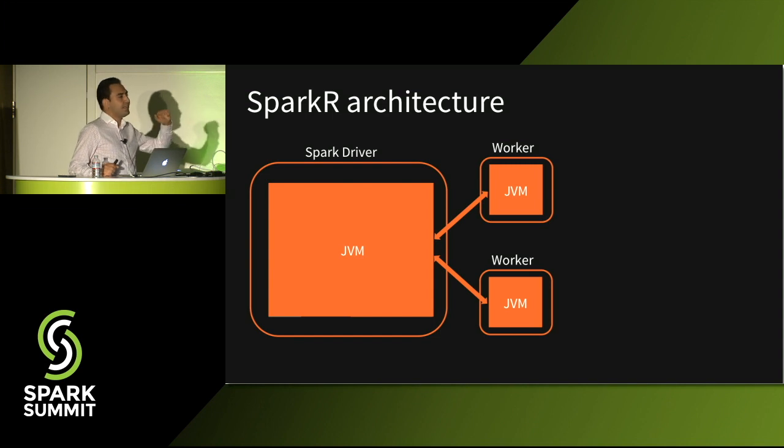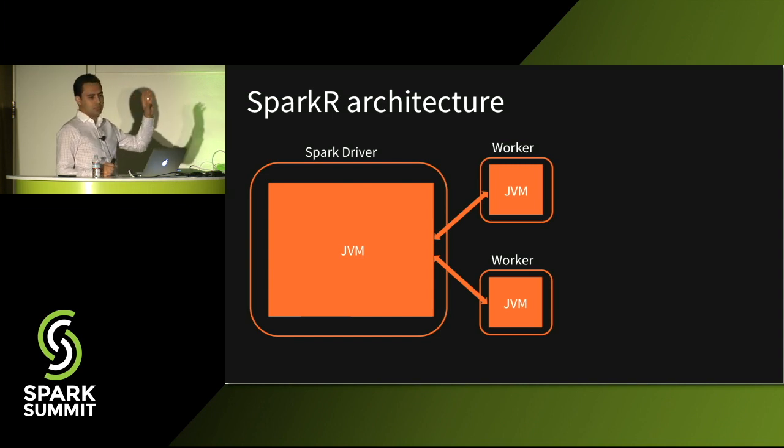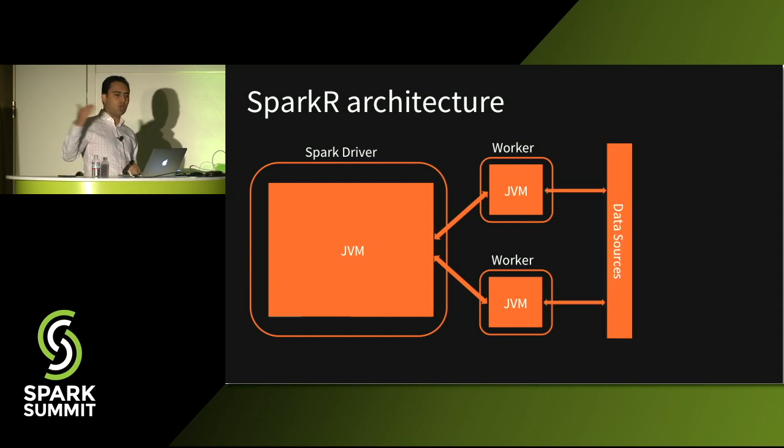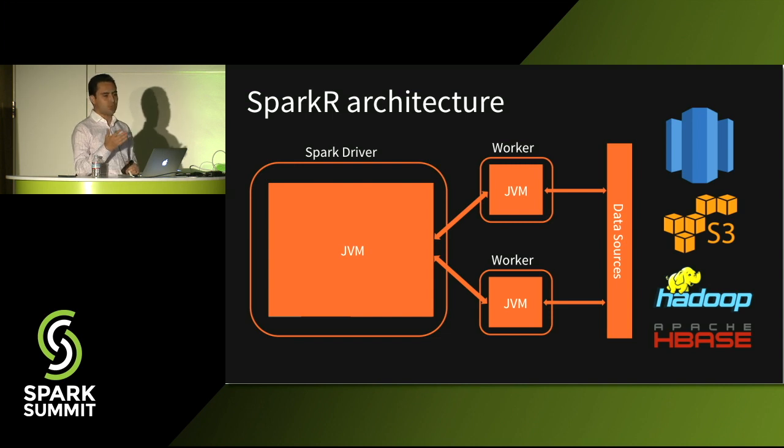From 10,000 feet, when you look at a Spark cluster, this is what you would see: a Spark driver and a number of workers. There's a JVM process running on each of these, and they talk to each other. Basically, the driver, or the master, talks to the workers. The workers are the ones that actually load and manipulate the data, and the driver just tells the workers what to do. So this is one point to keep in mind. With Spark's extensive library of data sources, you could use the workers to load distributed data from many, many sources: Hadoop, S3, Redshift, you name it.